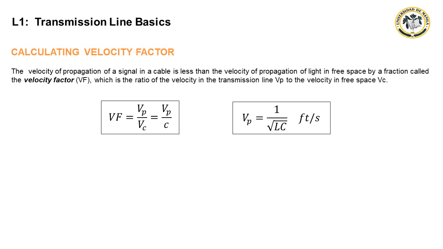If a lossless line or zero resistance line is assumed, an approximation of the velocity of propagation can be computed with the expression v sub p is equal to 1 divided by the square root of LC, where L is the length, or total distance traveled by the signal in feet or some other unit of length, and L and C are given in the same unit.